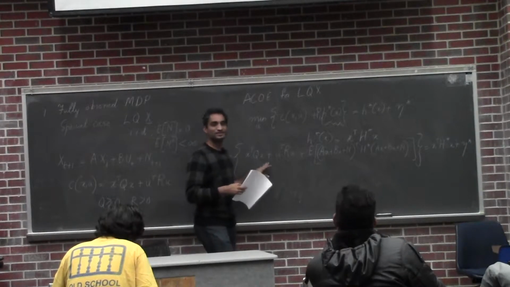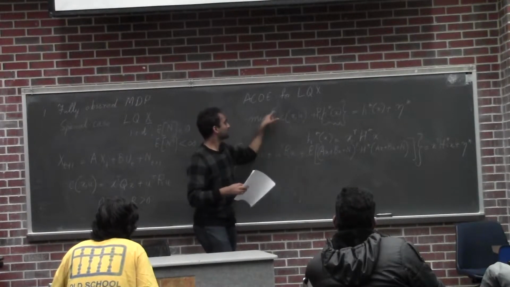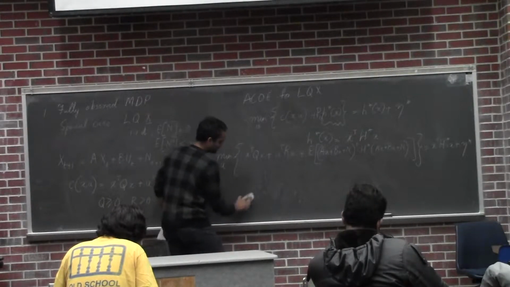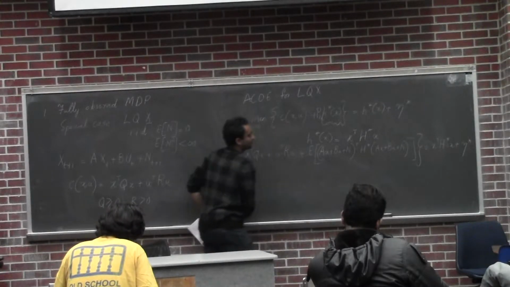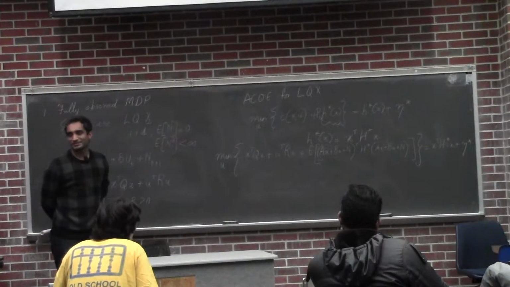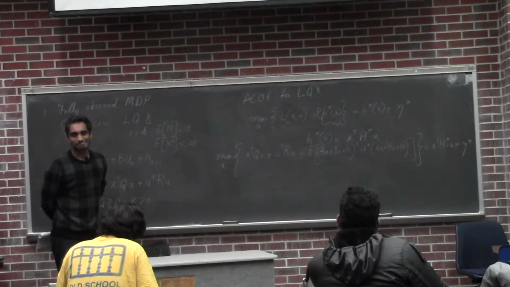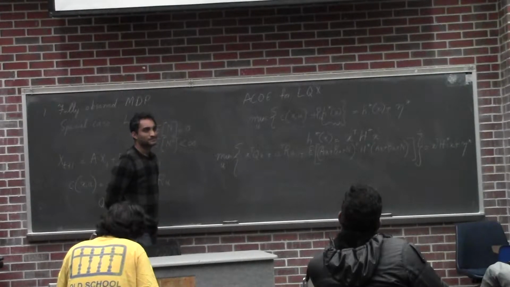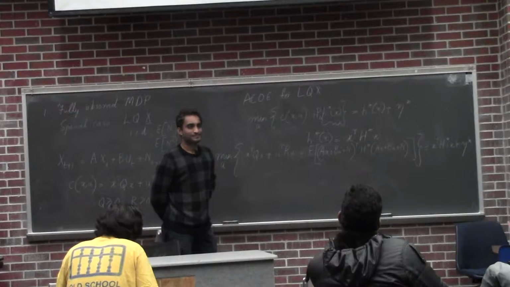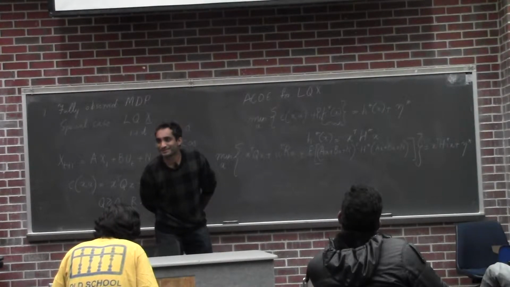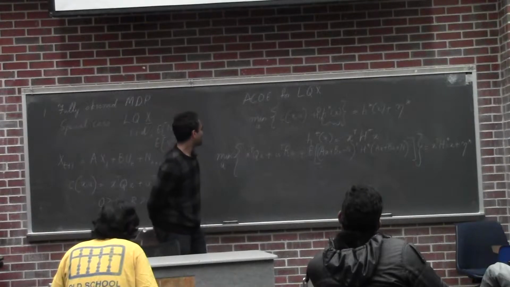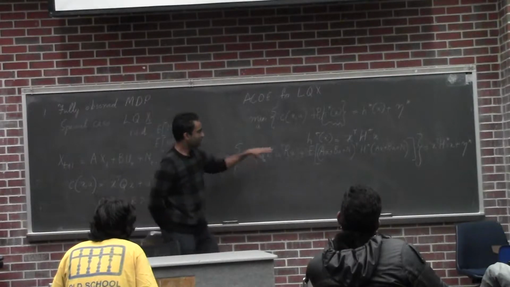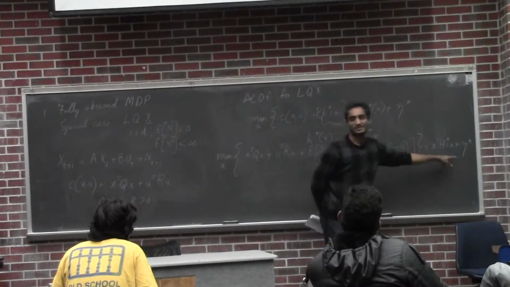So do you see how we got this step? Any questions on this? Okay. So what do you do to find the optimal policy now? Yeah, take the gradient with respect to u, right? Because we have a minimum over all possible u's. This thing within the brackets has to be the right hand side.